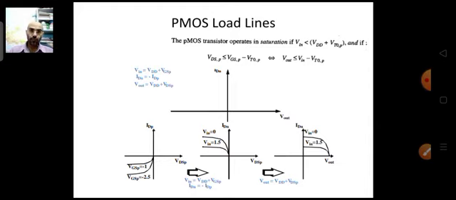The characteristics of NMOS will lie in the first quadrant, whereas the characteristics of PMOS will lie in the third quadrant, right? But this third quadrant is basically what we do. We plot this V out with respect to your ID, so drain current with respect to V out. So this is our output characteristics.